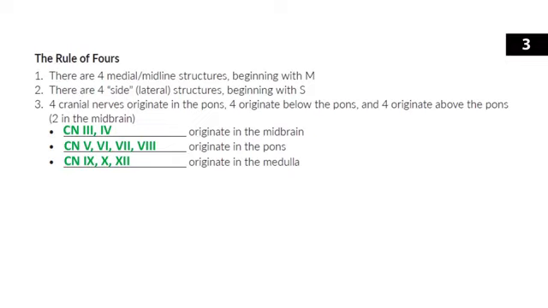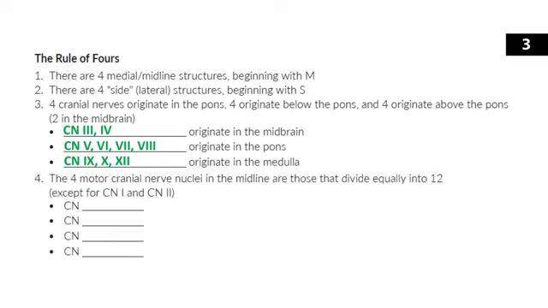So this means that with a brainstem stroke, the cranial nerves affected are going to tell you how far up or down the brainstem that stroke is located. If the stroke affects cranial nerves 5, 7, and 8, you know that's a stroke in the pons. If it affects cranial nerves 9 and 10, you know that's a stroke in the medulla.